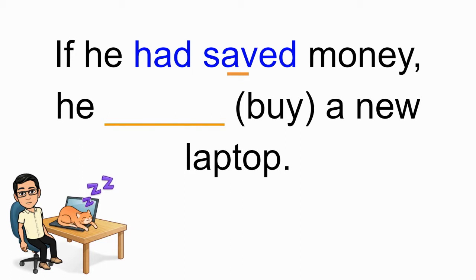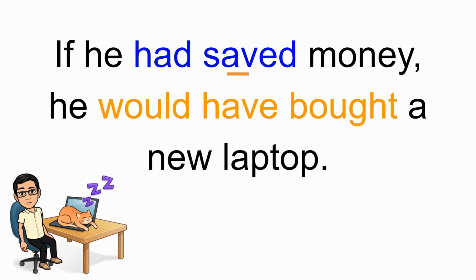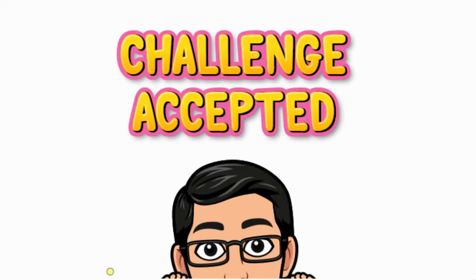How about in our main clause? The formula is would have plus the past participle of the verb. The answer is would have bought. Good job. If he had saved money, he would have bought a new laptop. Let's proceed to the next part of the lesson.